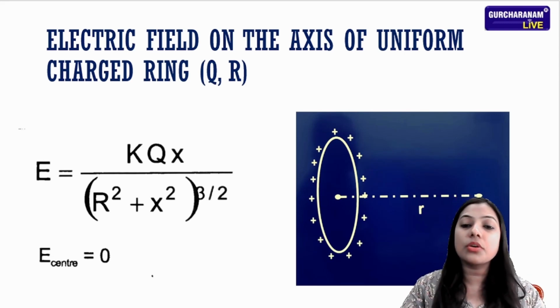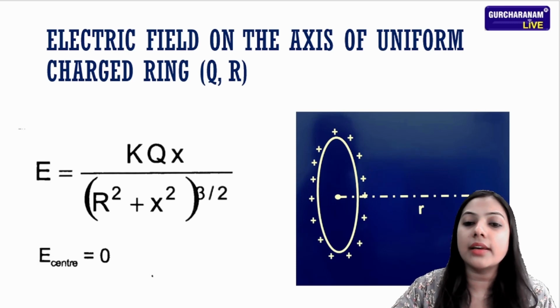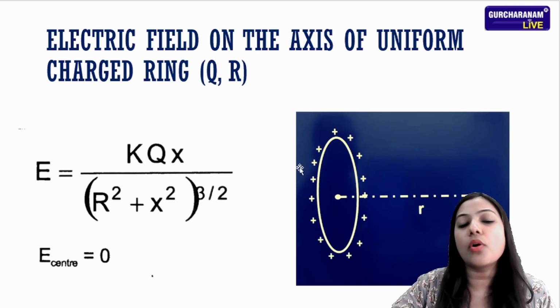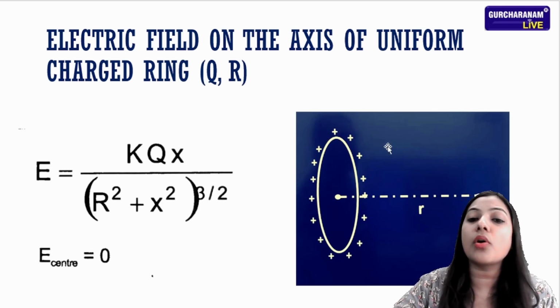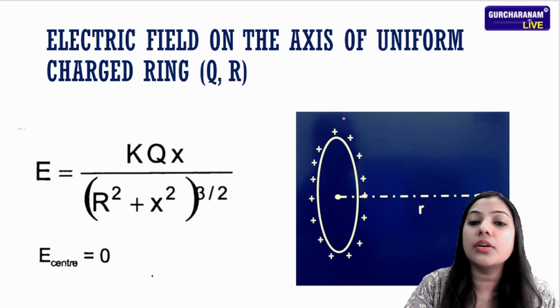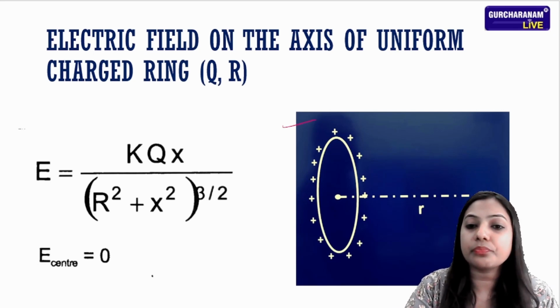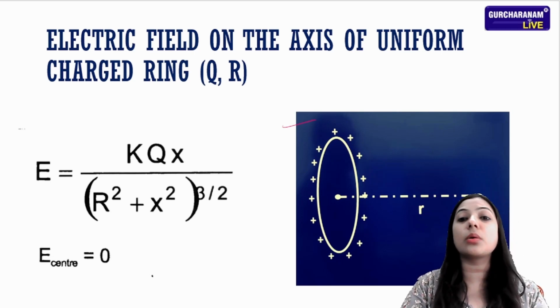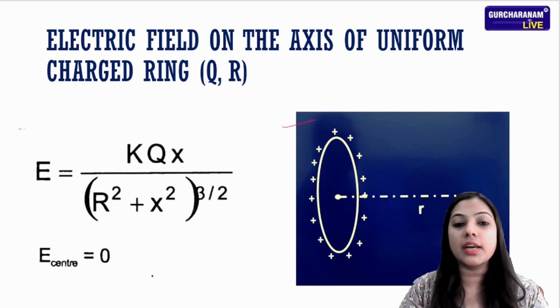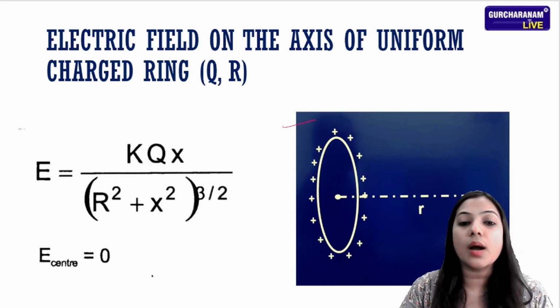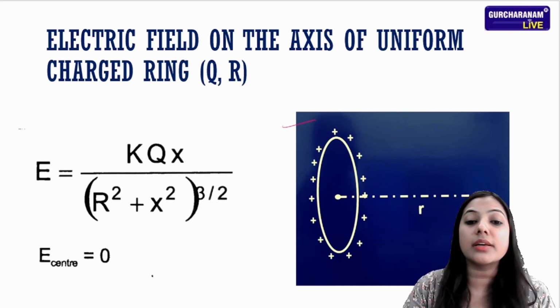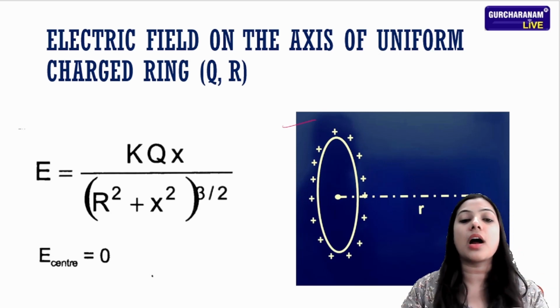Okay, so what you are seeing in this diagram says that there is a positive charge ring. That means the positive charge is distributed over this ring. The distance between the center and point P is R. So the value of the electric field on the axis of a uniform charge ring is kqx upon (r square plus x square) to the power 3 by 2. This is the formula for a uniformly charged ring.